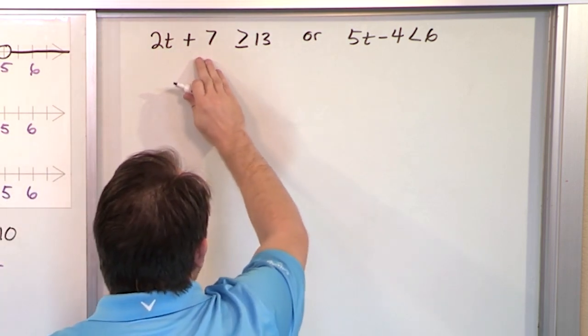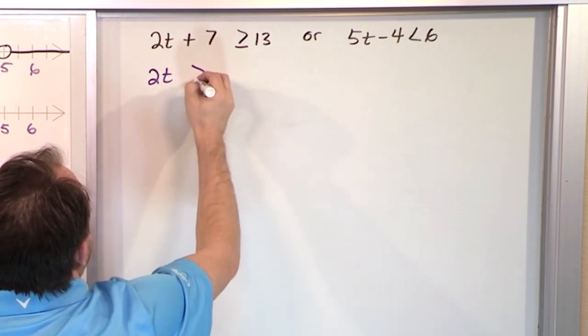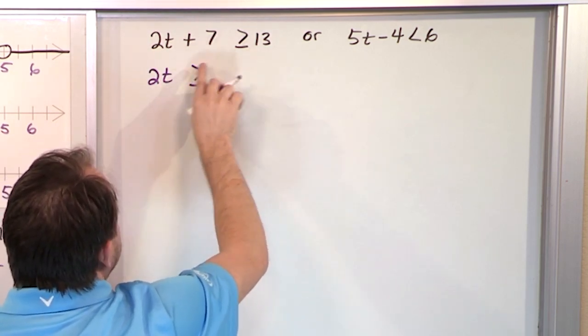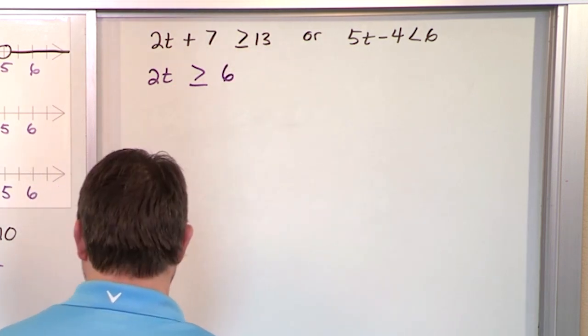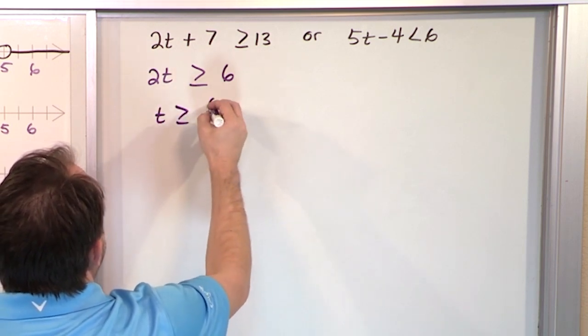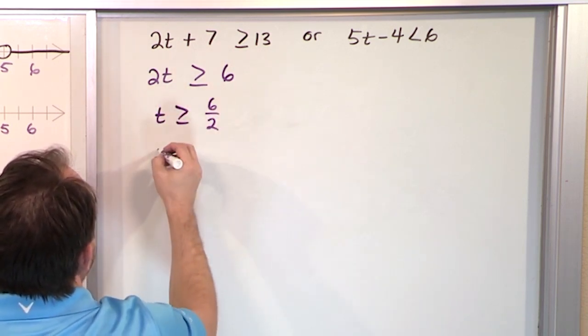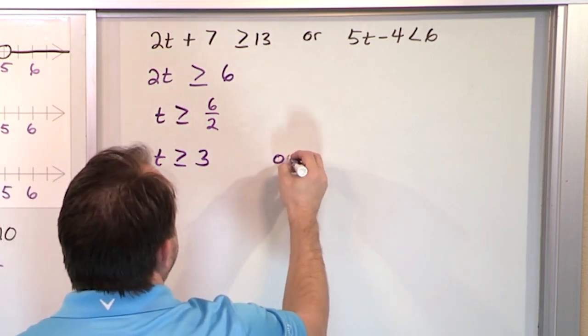We're going to take the 7 and move it by subtracting 7. So you get 2t greater than or equal to, subtract 7 here, you get 0. Subtract 7 here, what do you get? You get 6, 13 minus 7 is 6. Next step, we're going to isolate t by saying it's 6 over 2, dividing both sides by 2, which means t is going to be greater than or equal to 3. And then, of course, we'll have the "or".